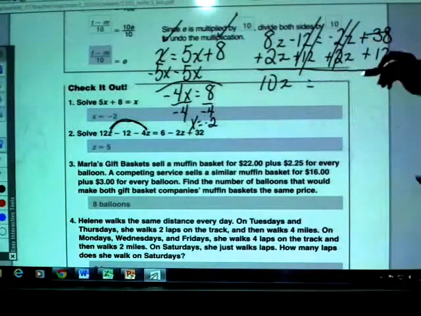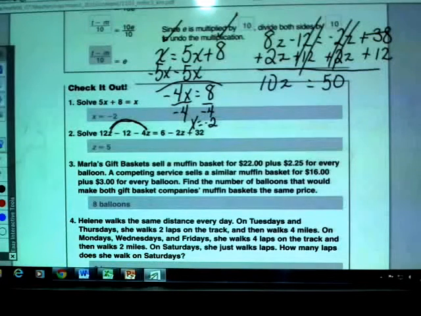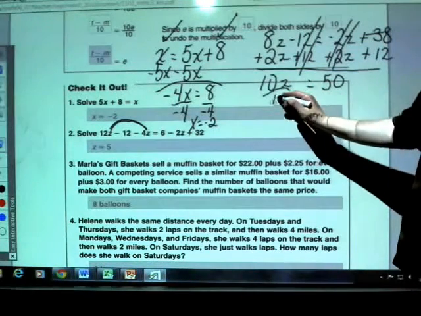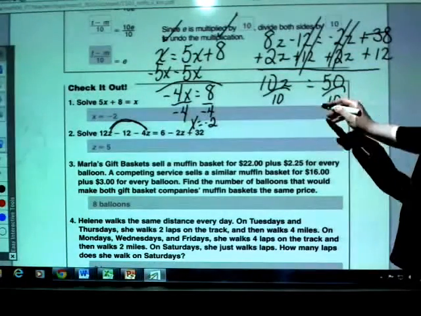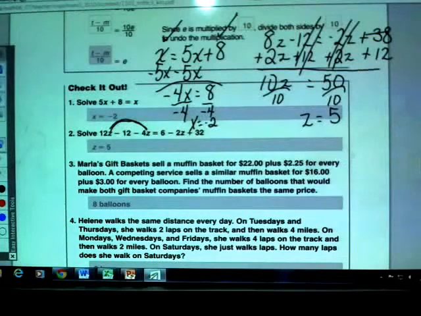So I do that, and I've got 38 and 12, which goes together to make 50. So I've got 10z equals 50. Right, that's a multiplication equation to be solved by division. So I would divide out 10 all the way across now here. And when I do that, z equals 5, which is the solution you can see they've already listed.